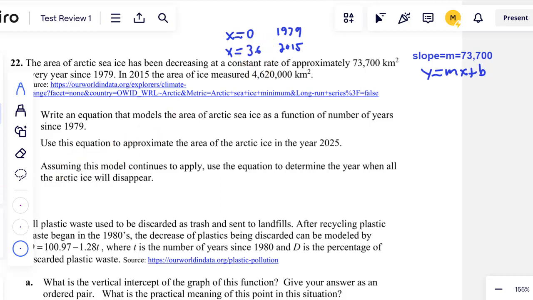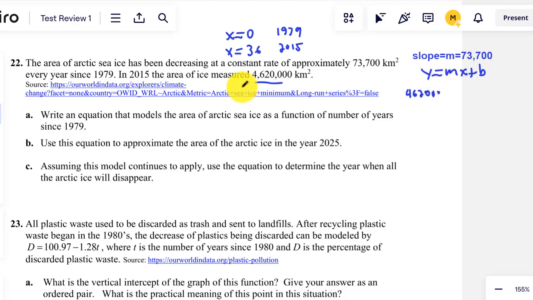And we know that the area of ice in 2015 was 4,620,000 kilometers squared, right? So if we know m, we can find b because basically y in 2015 would be 4,620,000.